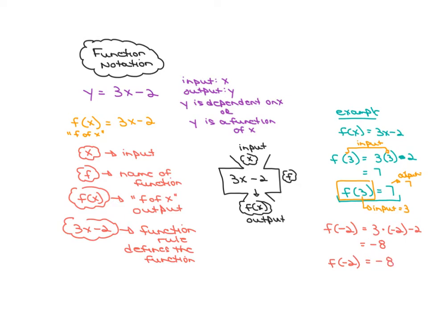This is going to feel a little odd for a while, but it's so important because it clearly shows us the input and the output. And again, this whole piece, f of -2, says what is the output when the input is -2? That output is -8. Take a deep breath. Function notation is super important, and after you work with it for a while, it's going to feel very natural. Okay, let's do a little practice.